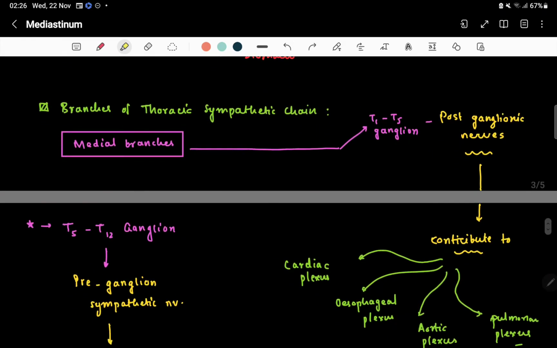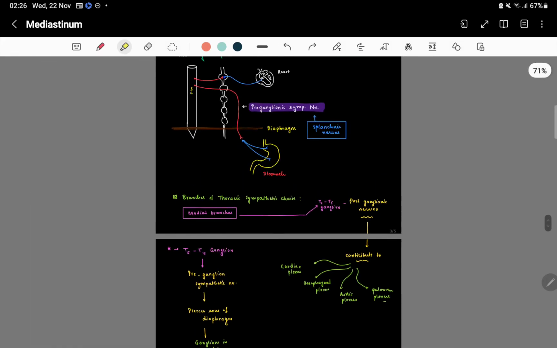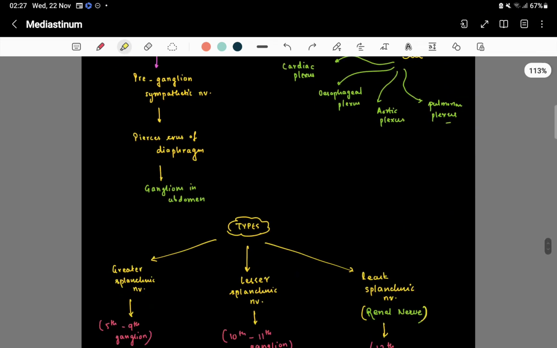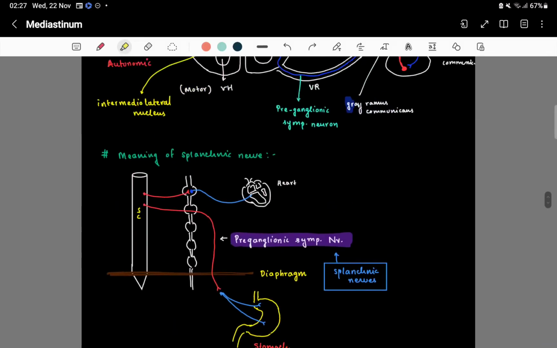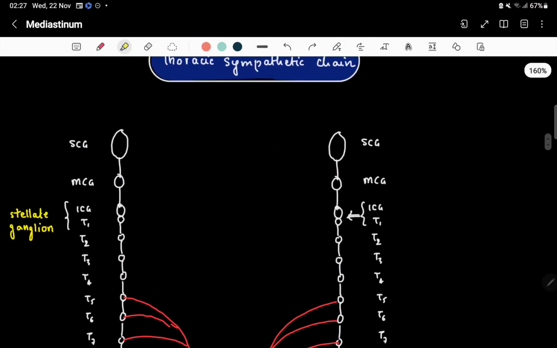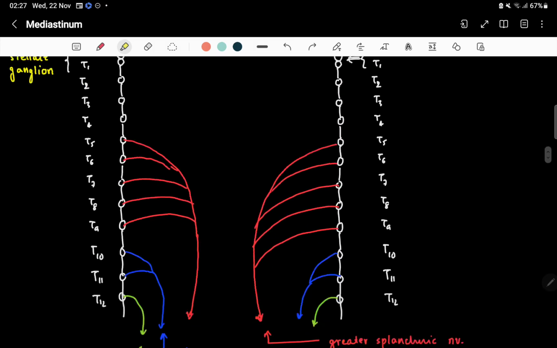So this type of nerves are called splanchnic nerves. What are the branches of the thoracic sympathetic chain? We haven't shown the branches here. In fact, we have shown the branches. You have your greater splanchnic, lesser splanchnic, and least splanchnic nerves, which I have shown in this diagram. Just remember that the inferior cervical ganglion and the T1 form the stellate ganglion. And here also we have the stellate ganglion.